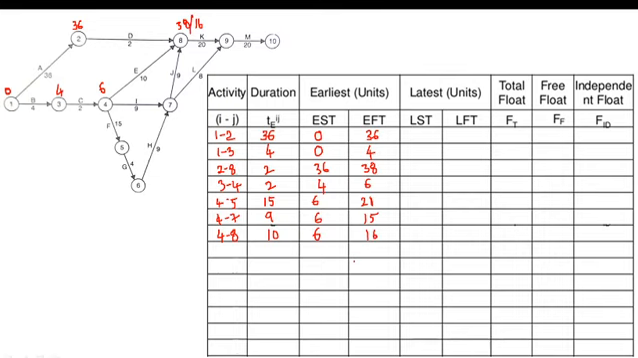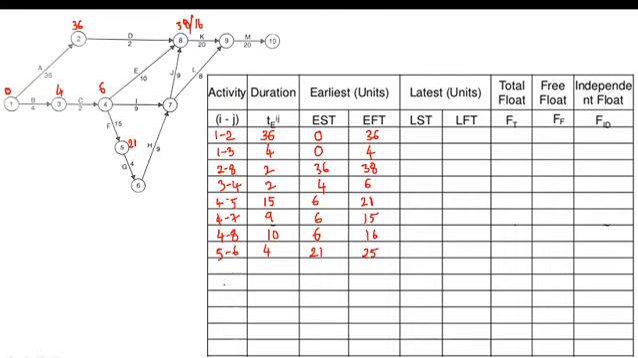After considering 4 to 8, let us consider activity 5 to 6. What is the earliest start time? Sorry, I forgot to write it over here. 6 plus 15, how much was it? 21. It was 21 over here. What is the duration of activity 5 to 6? Duration is 4. Earliest start time is 21. So when we add 21 with 4, the earliest finish time becomes 25.